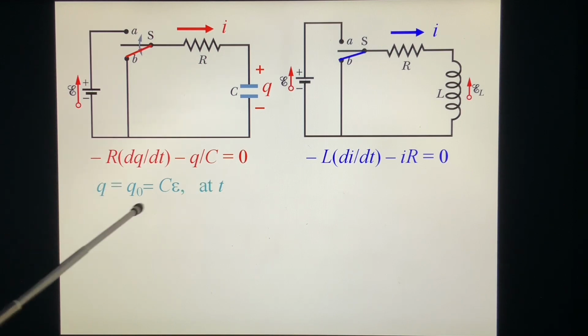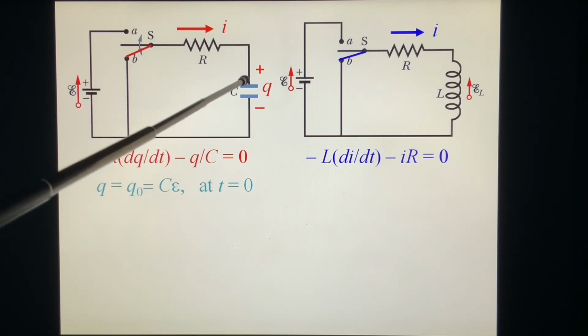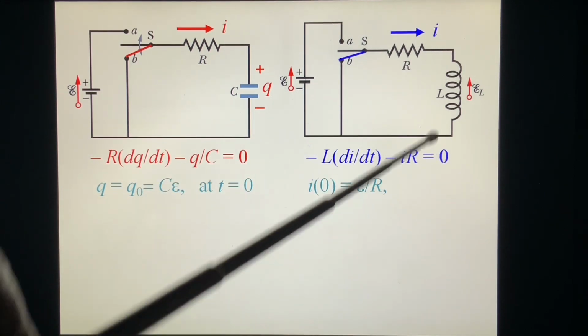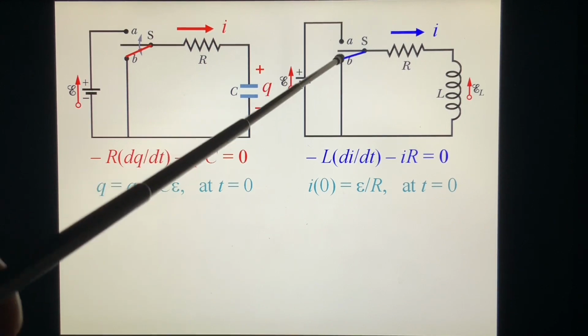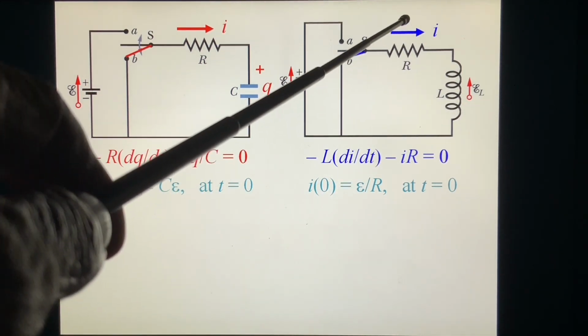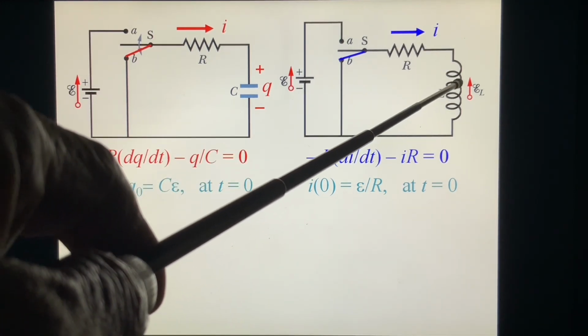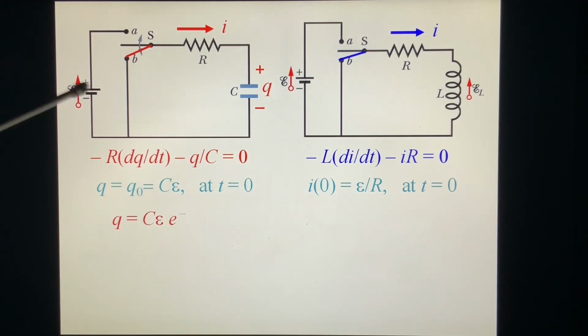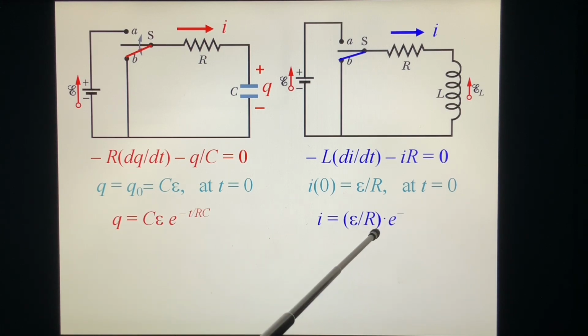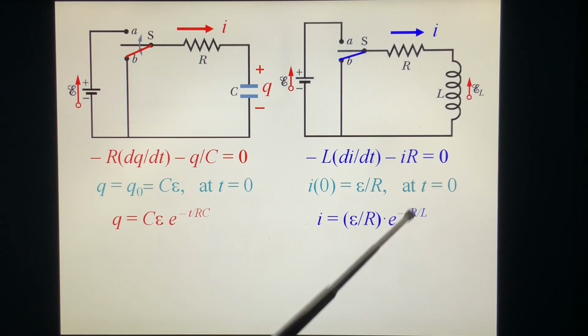For this answer, at t equals 0, Q is C epsilon. It was already charged, okay? Before we switched, we have a current. This current is epsilon over R. No drop here because compared to this one, its resistance is very small, almost zero. And then outside, Q is C epsilon e^(-t/RC). We did it before. Similarly, we copy this one: I equals epsilon over R times e^(-t/(L/R)).